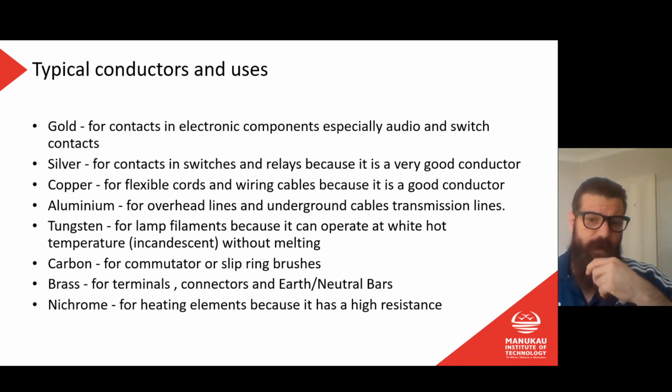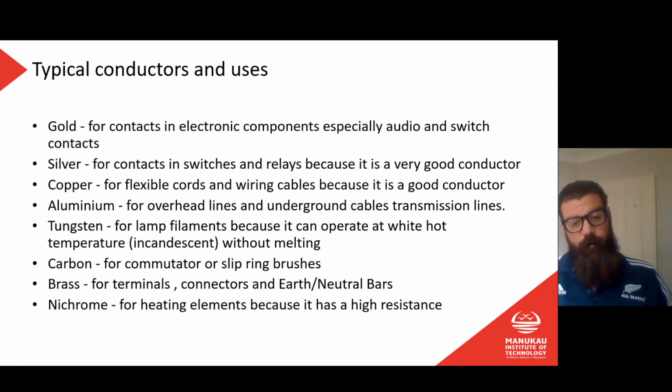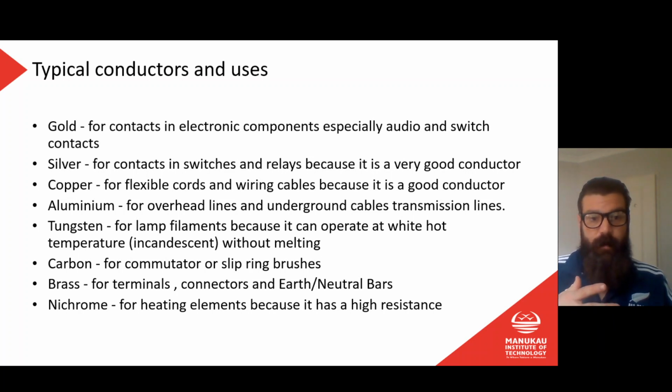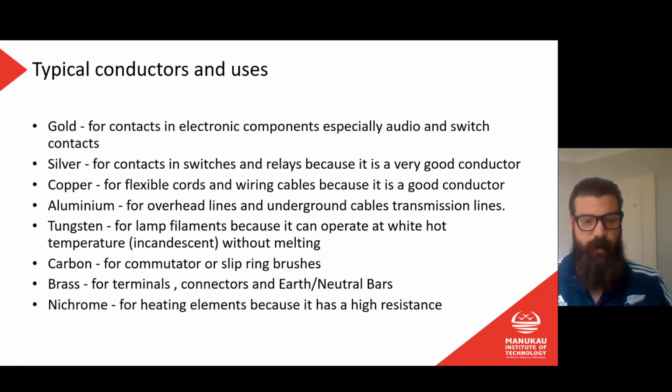Brass we use for terminals, connectors, earth and neutral bars inside a switchboard. So that's a bar where we connect all our earths and our neutrals inside a switchboard. And nichrome is used for heating elements because it has a high resistance, much like tungsten. We need that high resistance where we want to create heat because resistance dissipates heat. So we have high resistance elements built out of, or using, nichrome as the heating element, as a conductor, because it has that good high resistance.